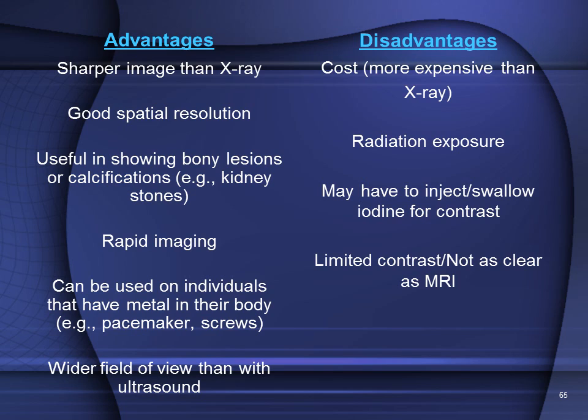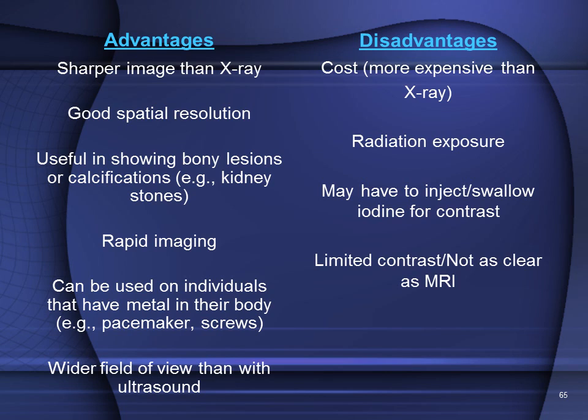The advantages of using CT include that they produce a sharper image than X-ray imaging, and there is also good spatial resolution. They are very useful in showing bony structures and bony lesions or calcifications in soft tissues. The procedure is relatively rapid, and it can be used on individuals that also have metal in their bodies, such as pacemakers, screws, hip or knee implants. And it provides a wider field of view than with another technique known as ultrasound.